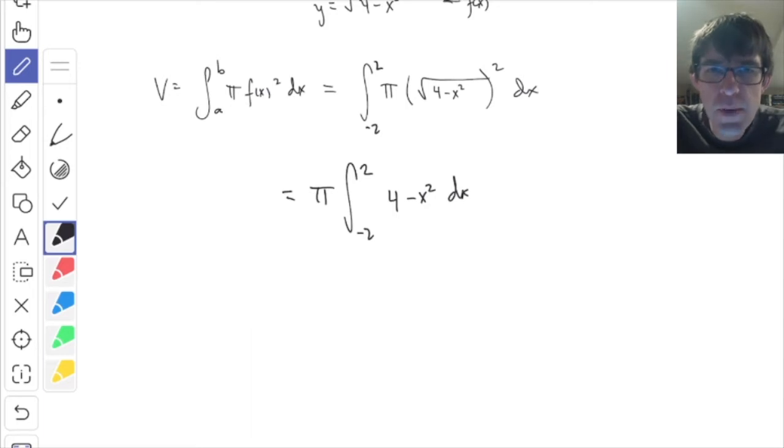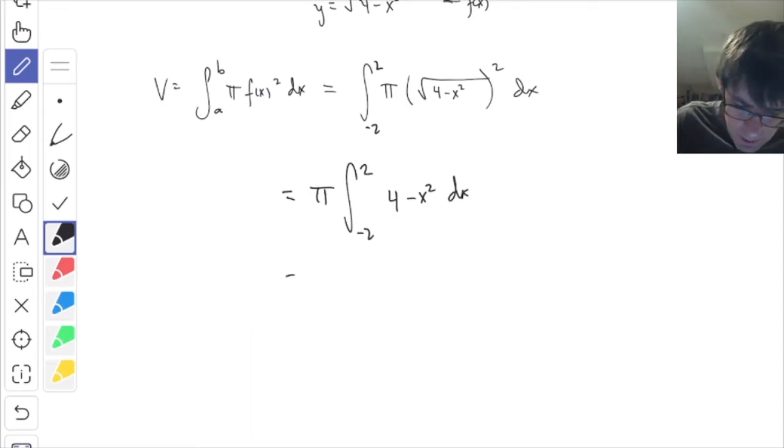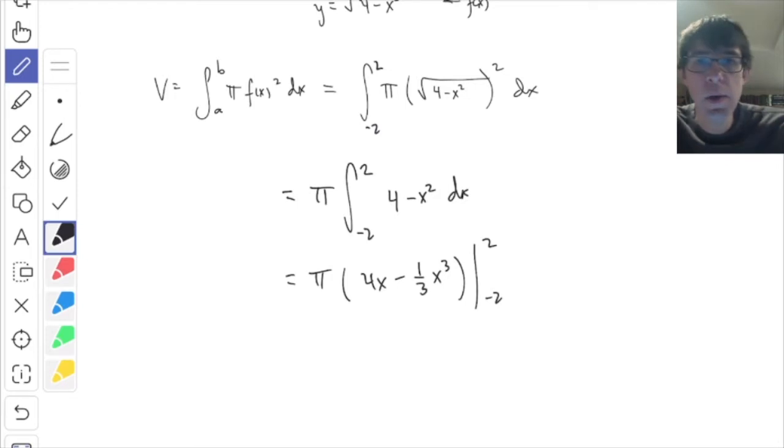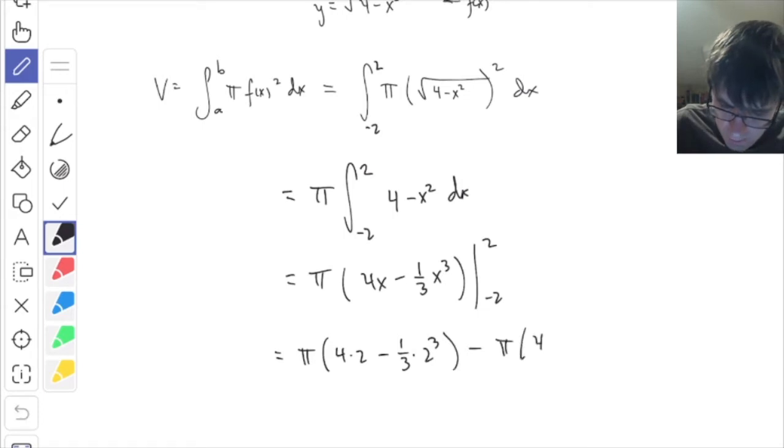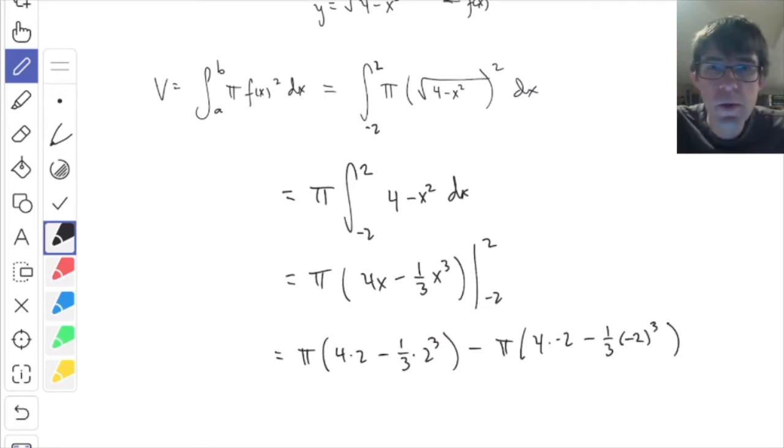Anyway, this is the integral we have to do. Now it's not a hard integral to do, right? I got pi outside, 4x minus 1/3 x cubed. And I'm going to plug in minus 2 and 2. Right, the 4 became 4x, x squared became 1/3 x cubed. And then you plug those guys in. So it's going to be pi times (4 times 2 minus 1/3 times 2 cubed) minus pi times (4 times minus 2 minus 1/3 times minus 2 cubed). There you go.